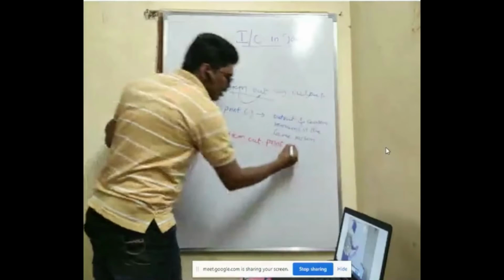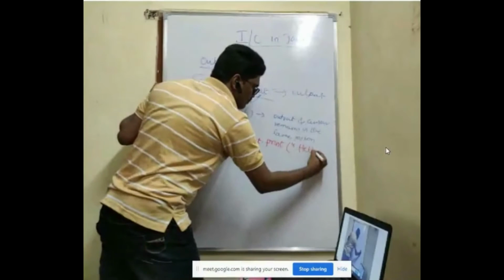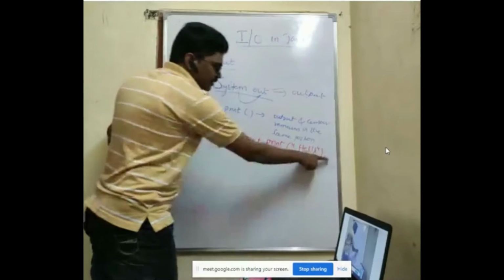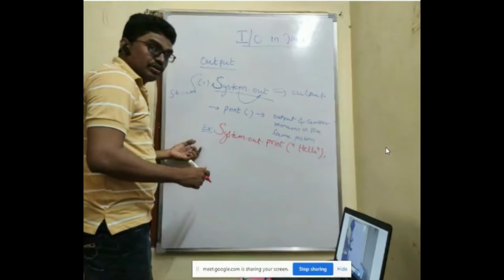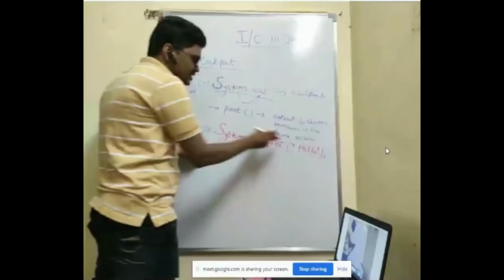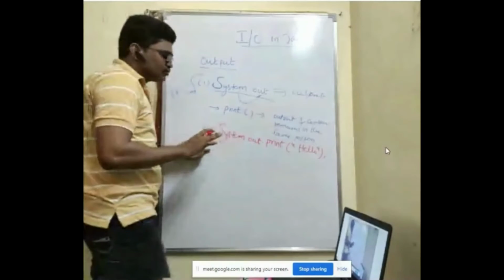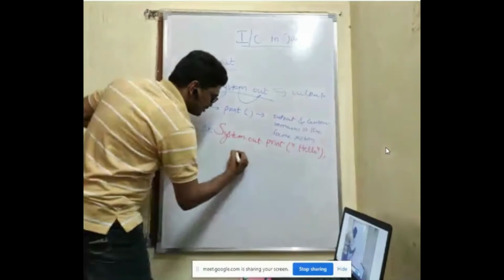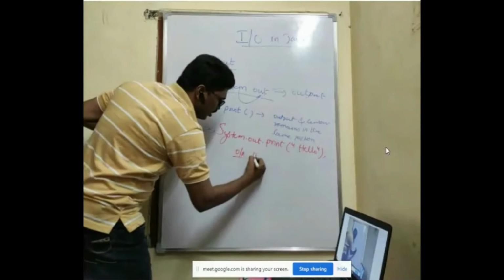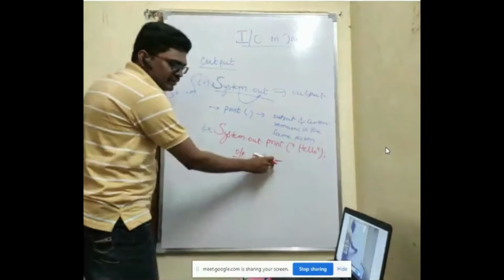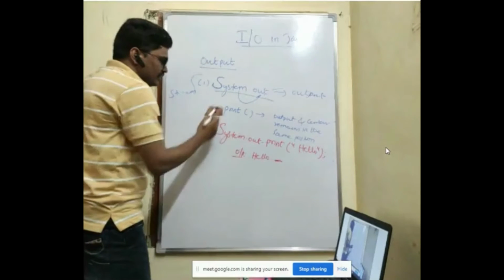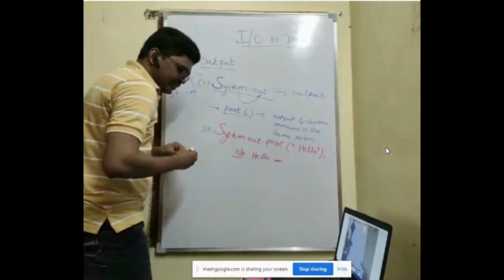So now I say hello. Every statement in Java must end with a semicolon, similar to what you are doing in your C programming. Every statement must end with a semicolon. Now in the output, hello will be displayed, but my cursor will be here only. That is the first method. Let's go to the second method.